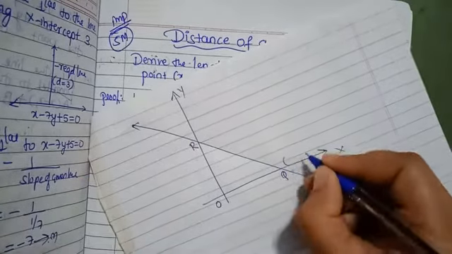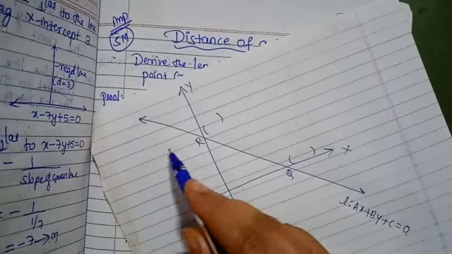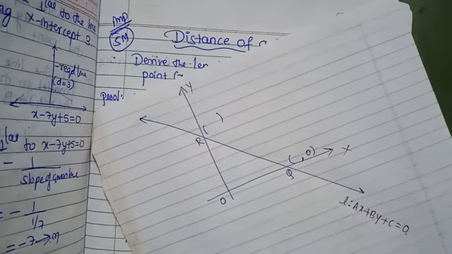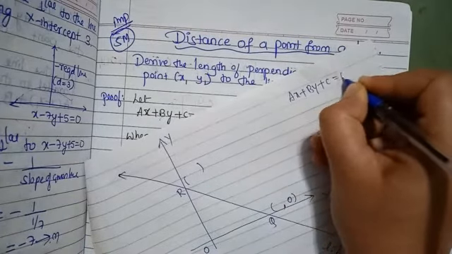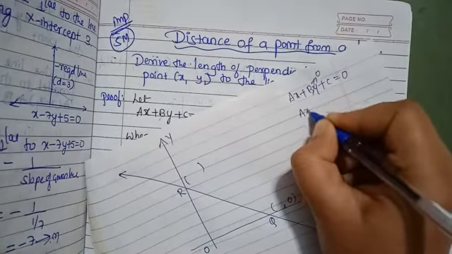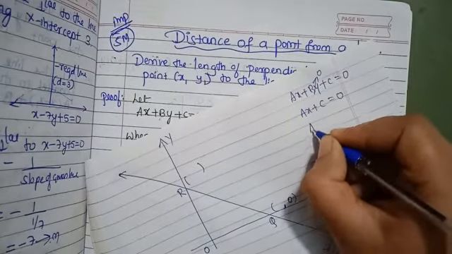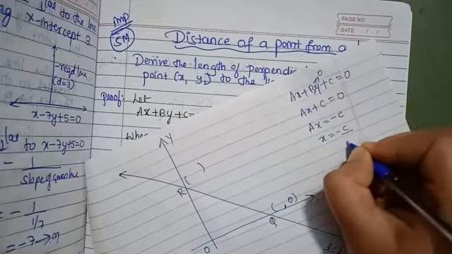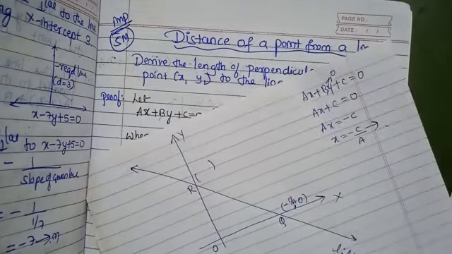So let's find the intercepts. Since this line cuts the x-axis, the y coordinate is 0. If the y coordinate is 0, then what will be the x coordinate of this line? So that is ax plus c is equal to 0. Therefore ax is equal to minus c. Therefore x is equal to minus c by a. This is the x intercept of the line.